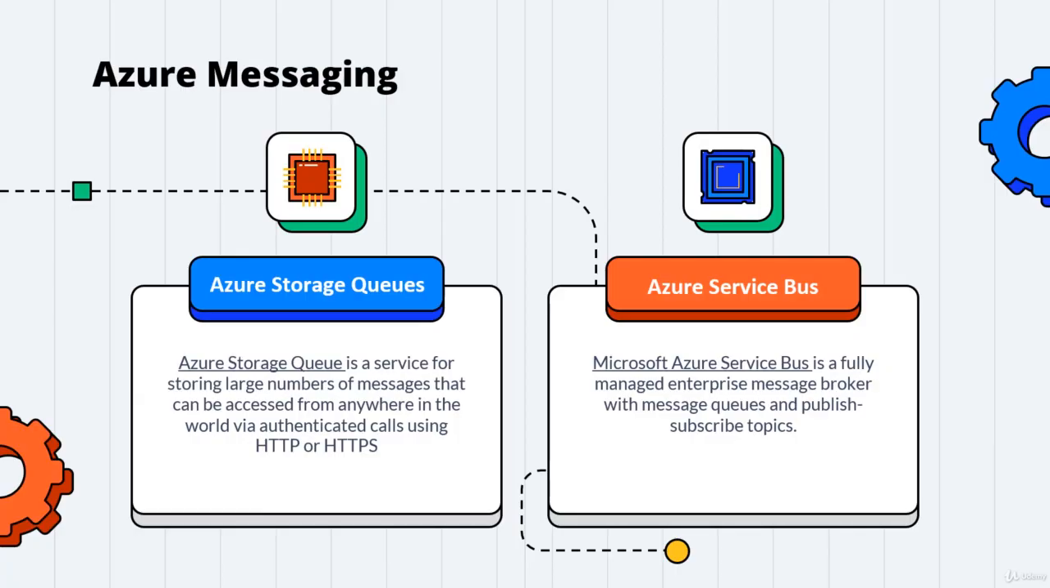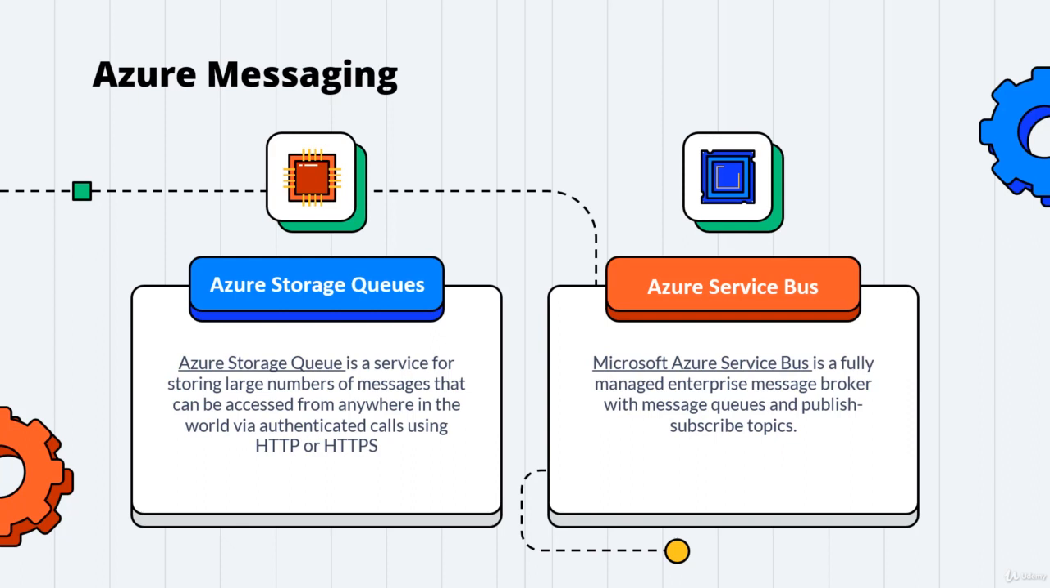Now in Azure messaging, there are two messaging services that are available. One is an Azure Storage Queue and the second one is Azure Service Bus. Azure Storage Queue is a service for storing large number of messages that can be accessed from anywhere in the world via authenticated HTTP or HTTPS calls.